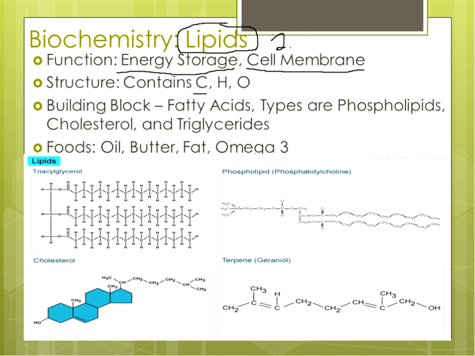It contains the same 3 elements as carbs as well: carbon, hydrogen, and oxygen. The building block, though, is called fatty acids or triglycerides. Those are the pieces that build lipids. And you're going to find lipids in things like oil, butter, fat, but some good things too, like omega-3s. So keep that in mind about lipids. Their nickname is fats, but they do long-term energy storage and insulation. They make up all of our cell membranes, and there are a couple different types too. These are triglycerides. These are cholesterol.